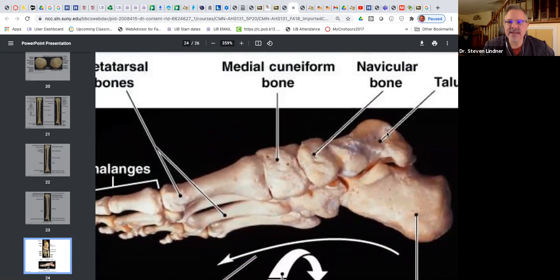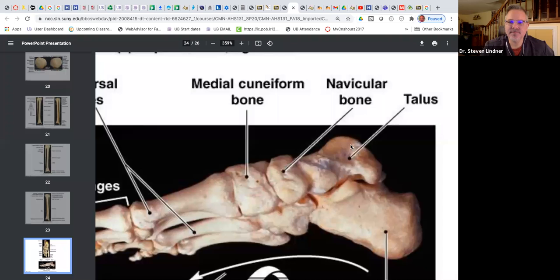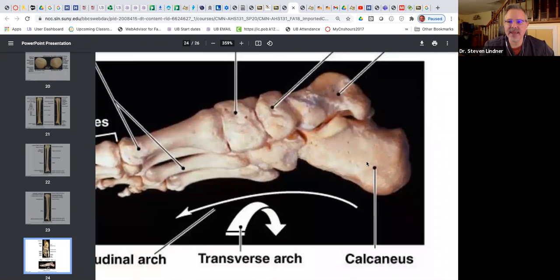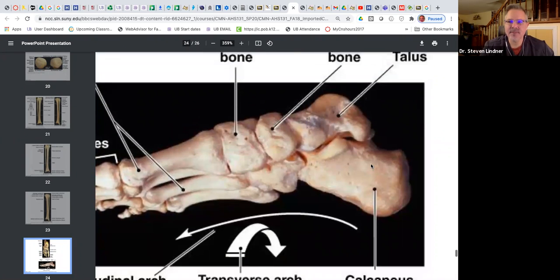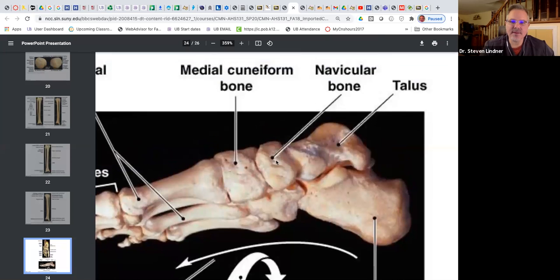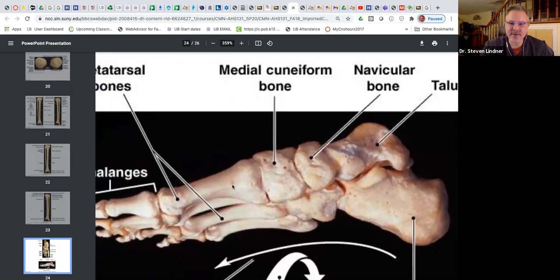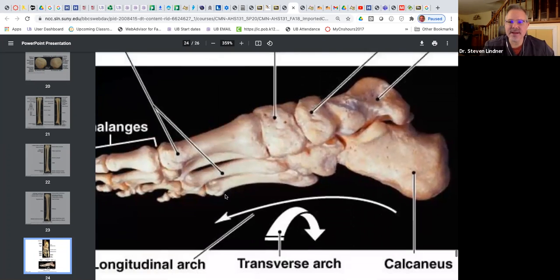Here is the talus bone, the most superior that makes up the ankle. Here's the heel, the calcaneus. Here's the navicular bone, and you can see the medial cuneiform. And then that's your first metatarsal. You can see there's a nice arch.